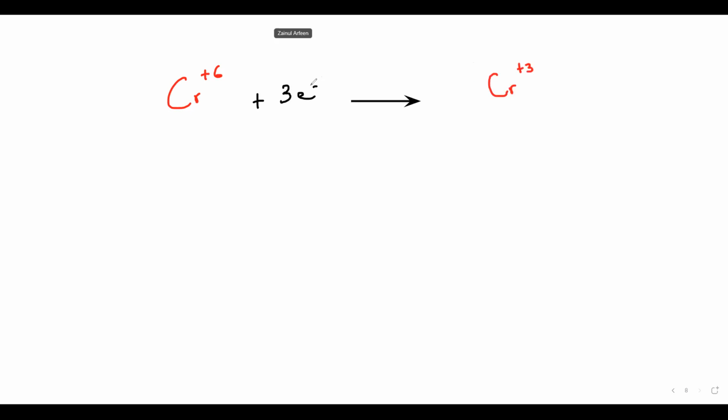So chromium is there, which is plus 6, it gains electron. This change is also reduction. So chromium plus 6, what is the color of chromium plus 6? It is orange or yellow. And chromium plus 3 is green in color. And this also you have to learn. The color of the chromium plus 6 is orange or yellow, acceptable. And if it turned into chromium plus 3, it will be green in color.